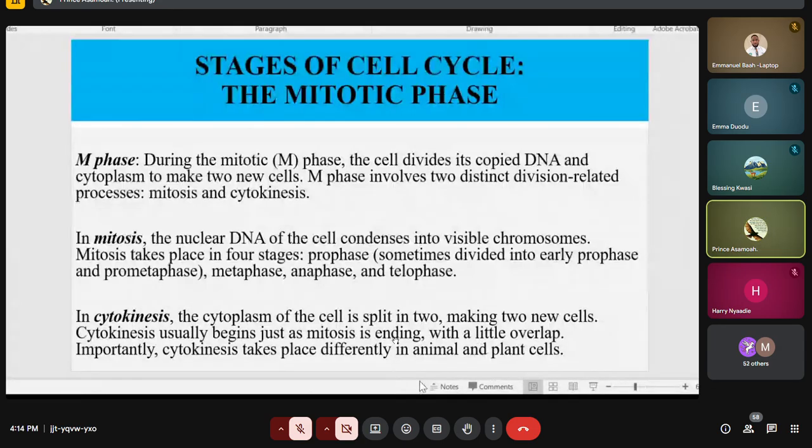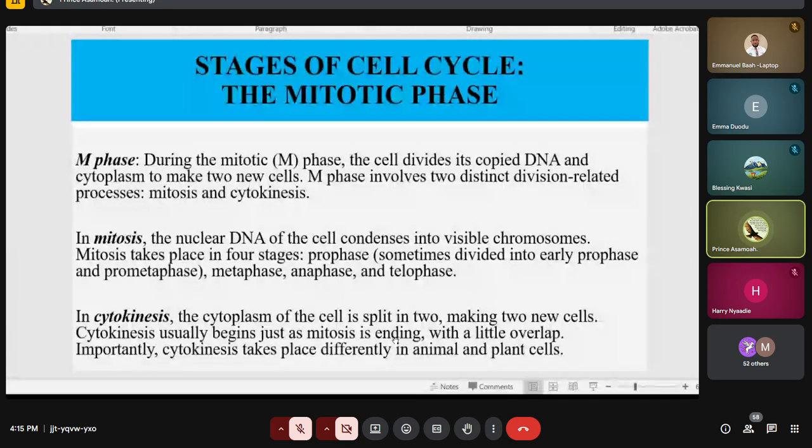As we speak, this process is going on in you. Cell division is occurring each and every blessed day, every second, every minute. Cell division is going on in you.